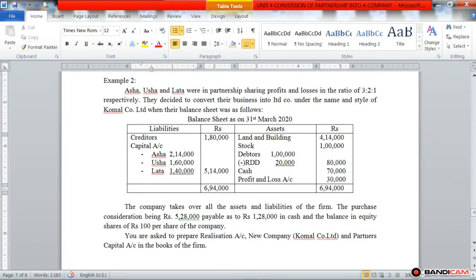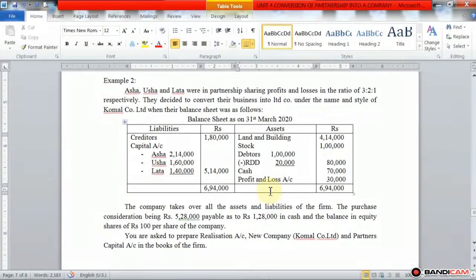Then we read the asset side. Here in the asset side, land and building amounted to rupees 4,14,000. Then stock rupees 1 lakh. Then debtors rupees 1 lakh minus RDD 20,000. Here we get net debtors amounted to rupees 80,000. Then cash rupees 70,000. Then profit and loss account is given. It means it is a profit of last year, amounted to rupees 30,000. So the total of both the sides is equal, that is 6,94,000, 6,94,000.